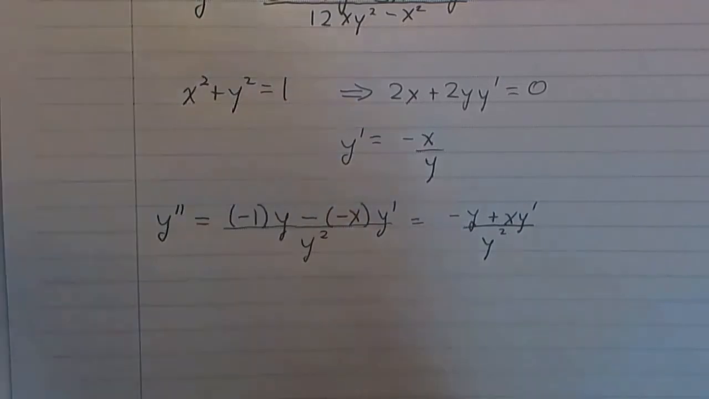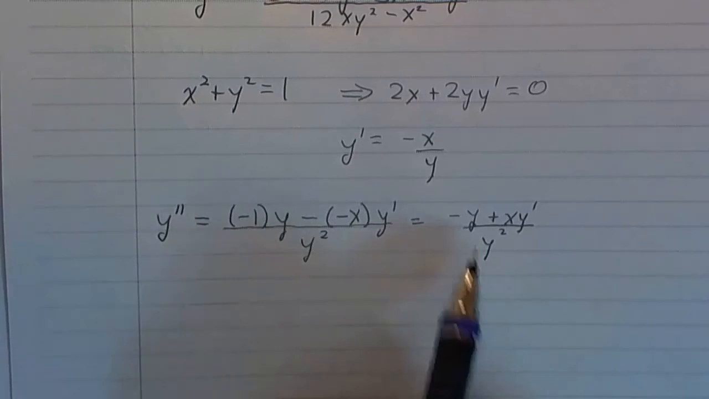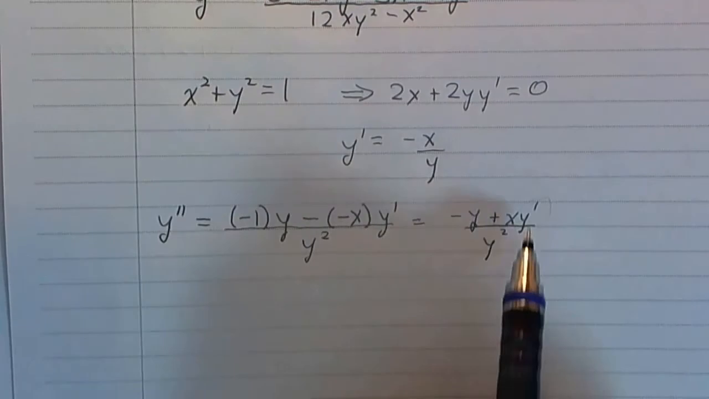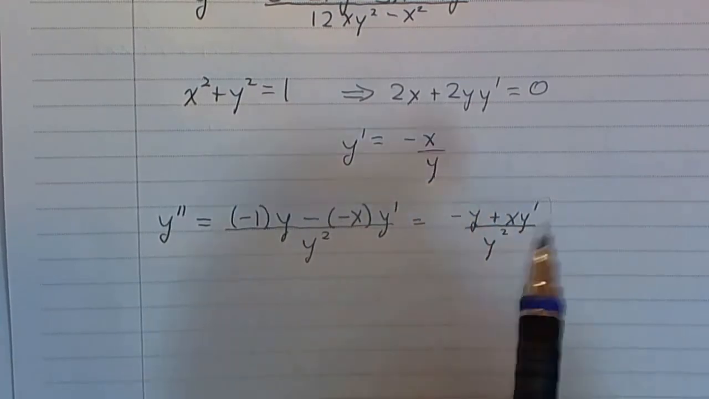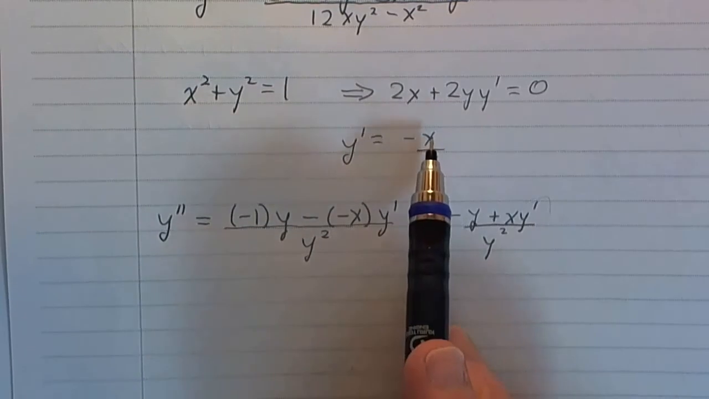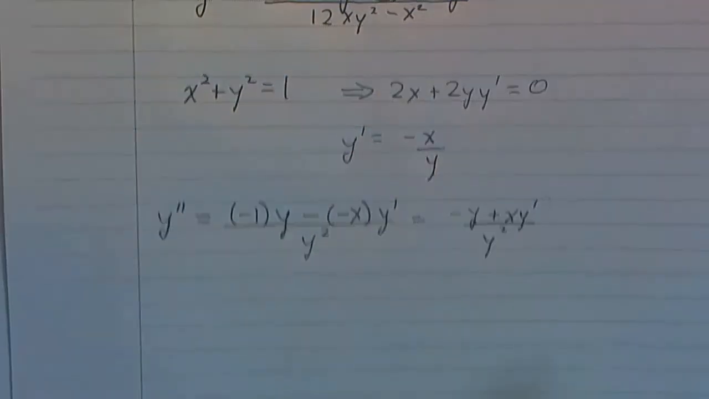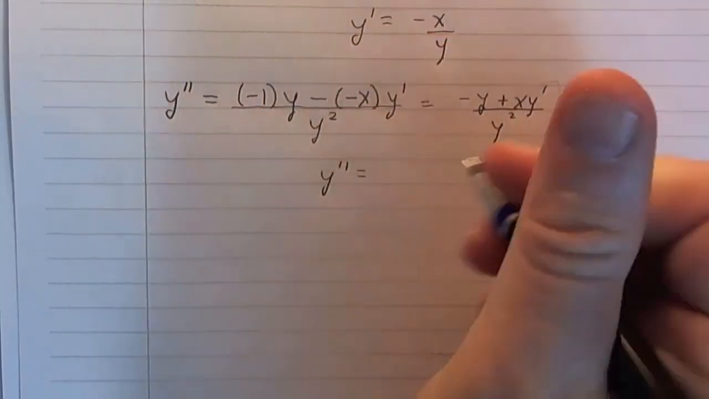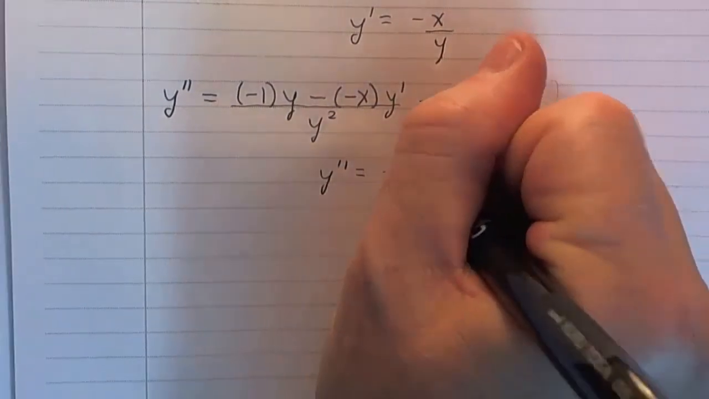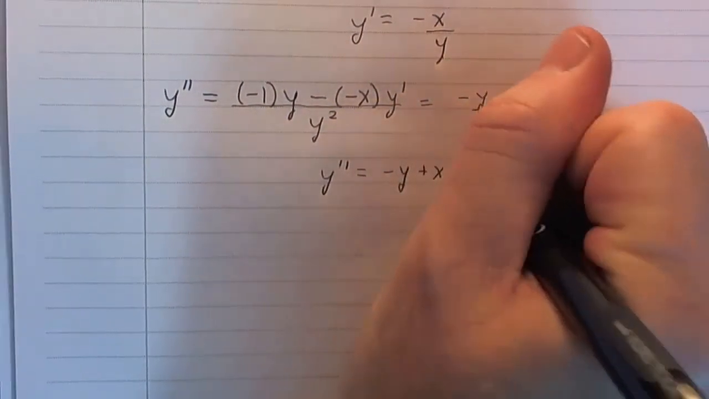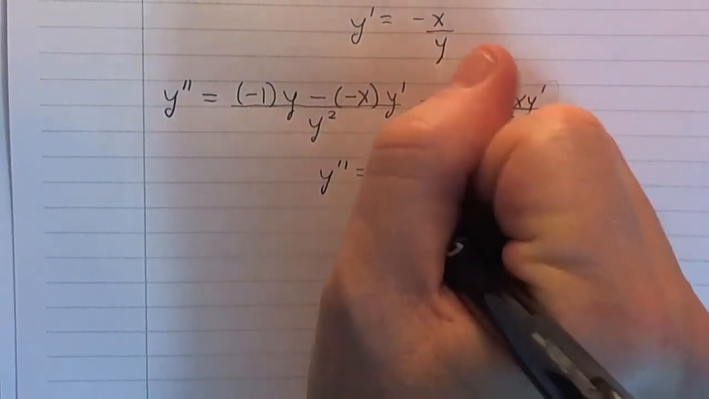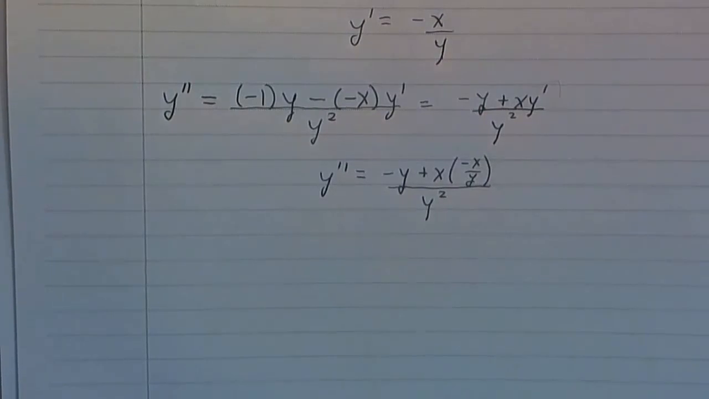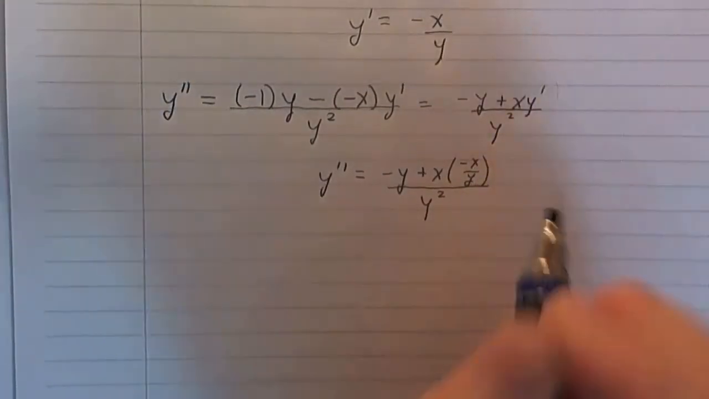Okay, now, so this is y double prime here, but we don't want to stop there. What we want to do is, we notice we've got a y prime here, and we would like for this whole thing just to be in terms of x and y. So in place of this y prime, I'm going to put the negative x over y. Okay, so here I go. I've got y double prime is equal to negative y plus x, negative x over y. Yeah, like that. See, I just replaced the y prime with negative x over y.